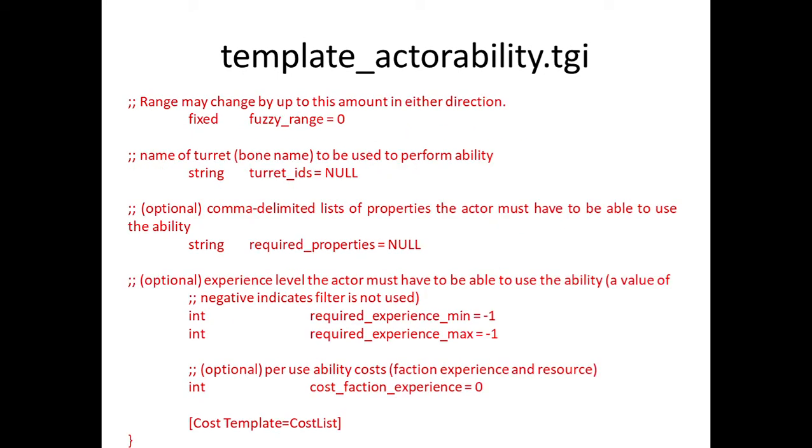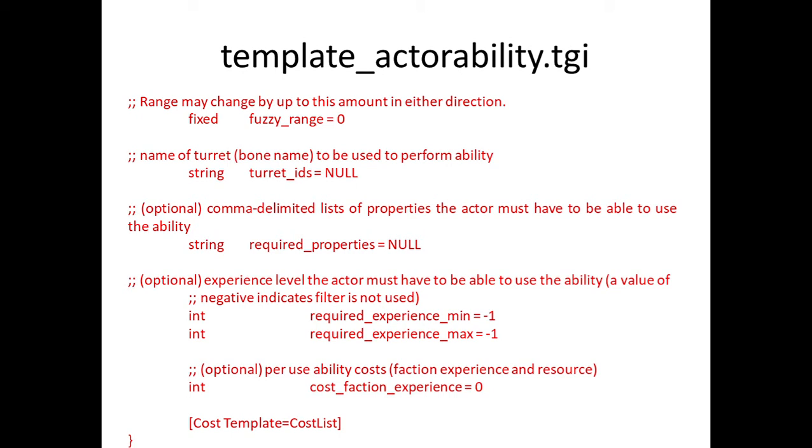Finally, as part of the ability template, we have fuzzy range. This is a fairly important value. In the base game, it's mostly used with regard to infantry, and that's where it is most useful. This is basically a variation value that is added or subtracted to the range as defined in the ability definition of the ability.